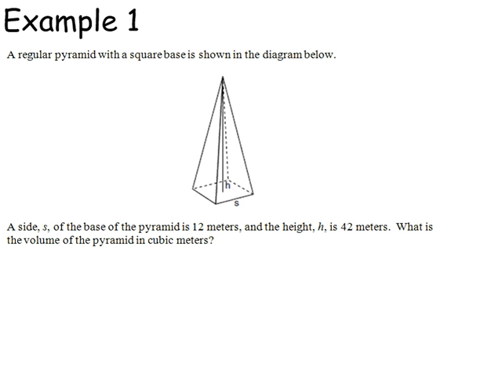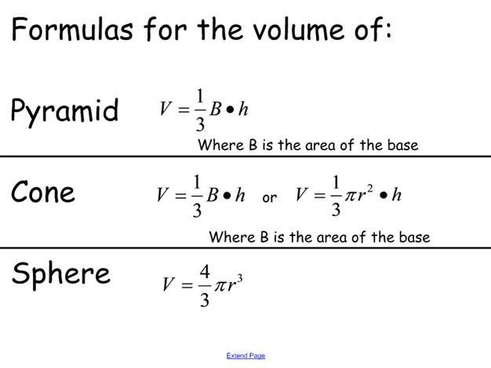Example 1, a regular pyramid with a square base is shown in the diagram below. A side S of the base of the pyramid is 12 meters and the height is 42 meters. What is the volume of the pyramid in cubic meters? So if you go back to the formula for the volume of the pyramid, it's 1/3 times the area of the base times the height.